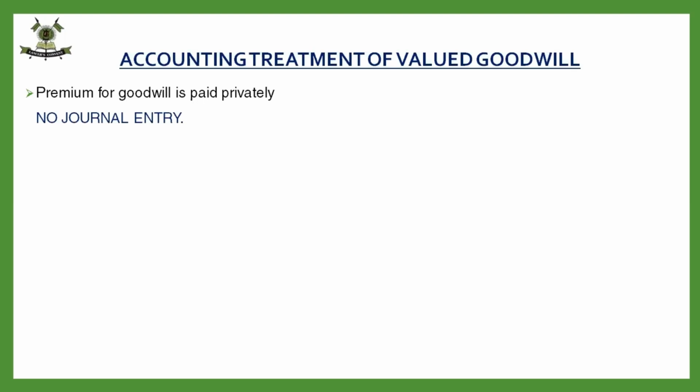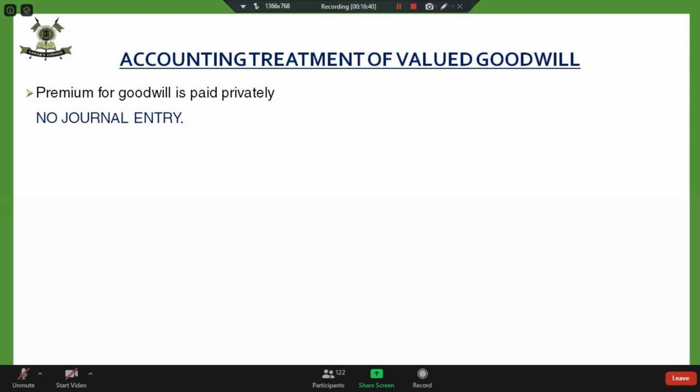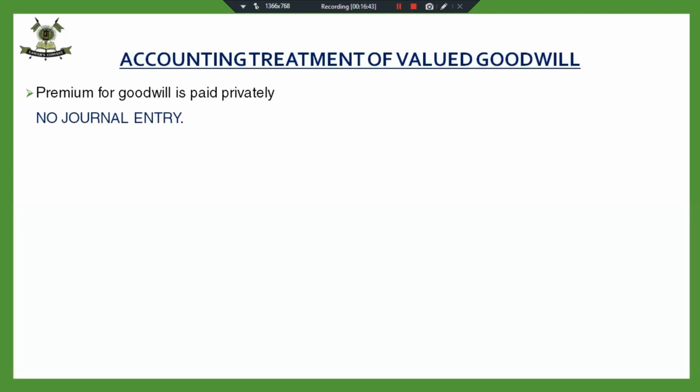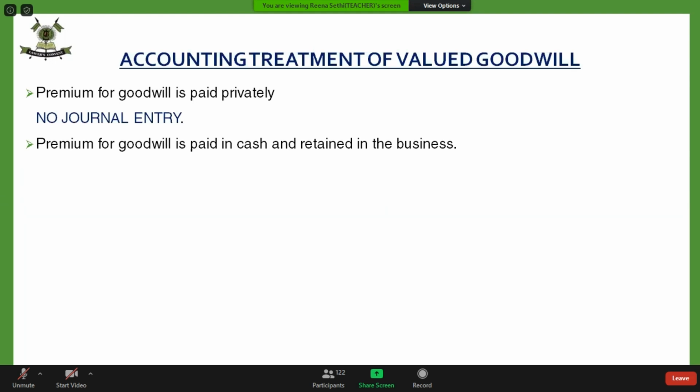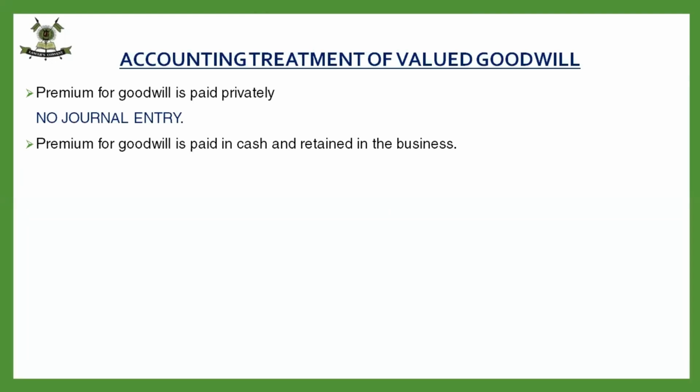Now this is one case. Now, if the partner pays the premium for goodwill through the firm, then what will be the journal entries? We discussed that capital can be paid in cash, and premium for goodwill can be brought in cash or kind. So we'll be taking up all the cases one by one. When the premium for goodwill is paid in cash and it is retained in the business, that means the cash is remaining in the business and is not withdrawn by the partners, then what will be the journal entry?